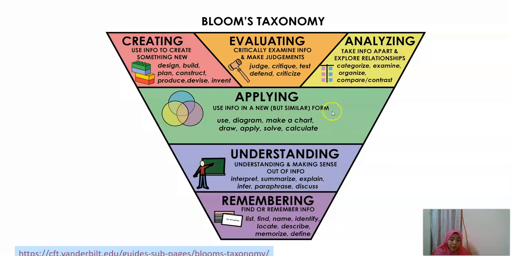The next level in Bloom's taxonomy is applying. Use information in a new but similar form. Use a diagram, so you apply. For example, the question: how can you use observation skill for critical thinking? Normally the question asked is about how, or where to apply, or apply.